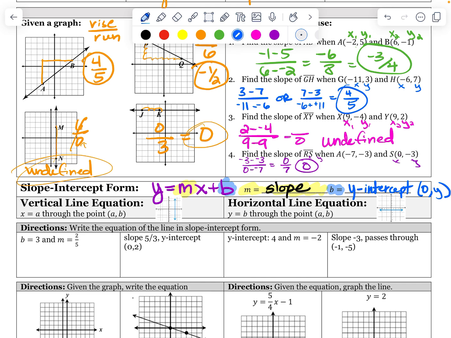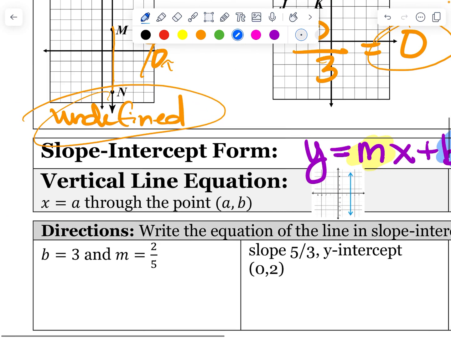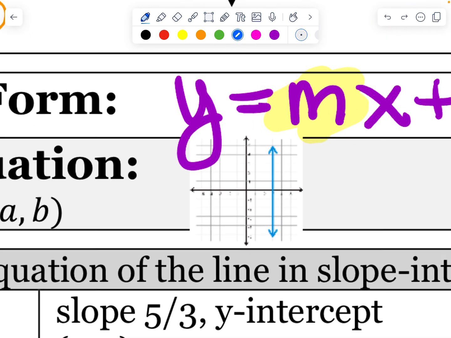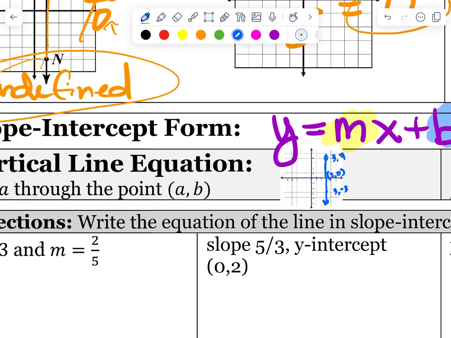If you have a vertical line, remember, the slope is undefined. So we don't have anything next to the x for a vertical line. If I look at this vertical line, I've got 1, 2, 3 here. X equals 3 forever. So this is like 3, 0. This one up here is 3, 4. This one down here is 3, -3. So the entire equation is x equals 3.